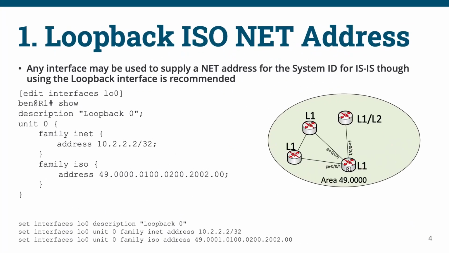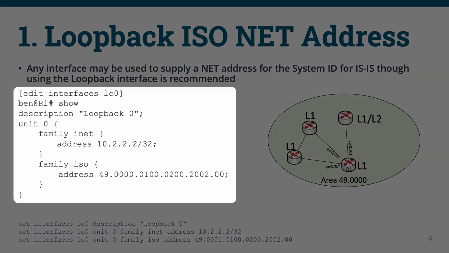As we mentioned a little earlier, any interface may be used to supply a network entity title address for the device to use. However, a loopback interface is recommended as it will be usable from all interfaces as long as one of the interfaces is up. In this configuration snippet, we see that we have the family ISO configuration statement under the logical unit of the loopback interface. The address configured under the ISO family is a much different format than an IP address.